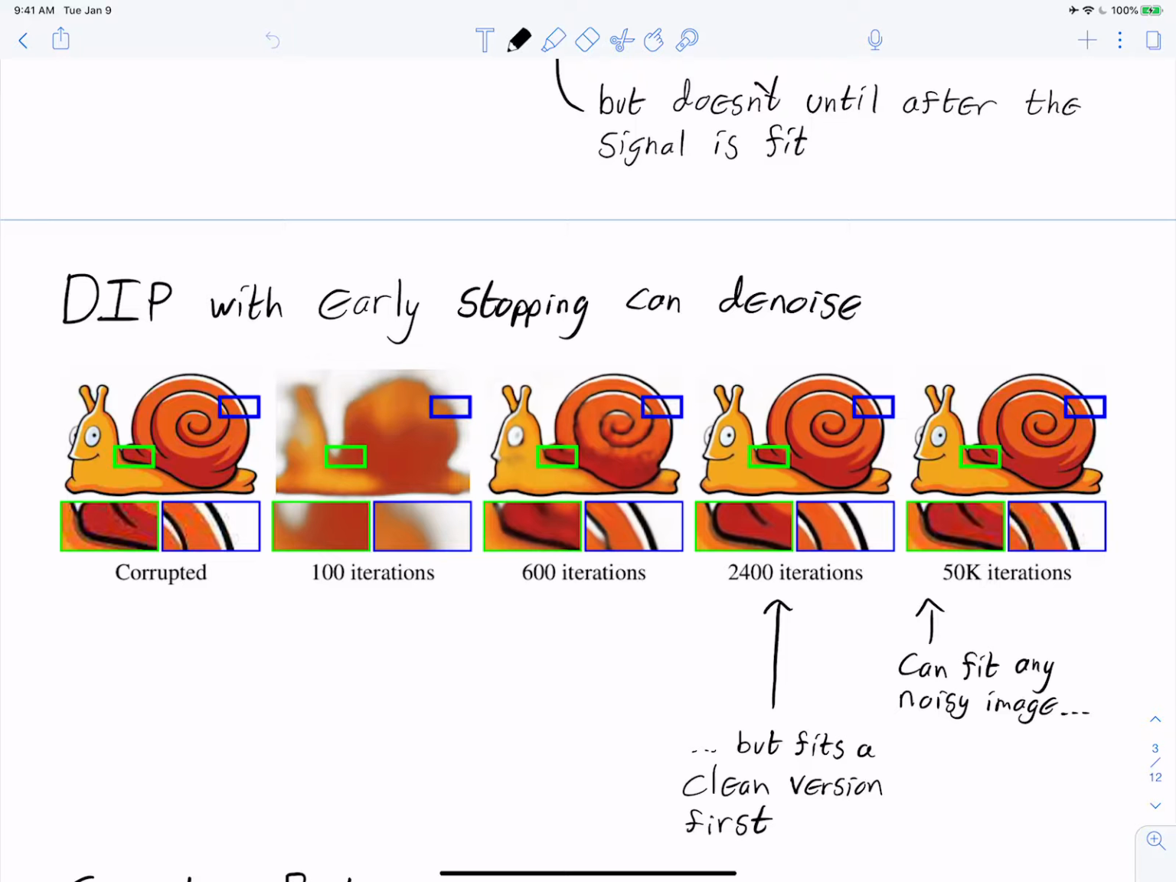And we see that initially, if there's too few iterations that have occurred, then we get a blobby representation of this image. And then eventually it starts looking like the real image. At some point, it seems to fit the image really well. And then if the optimization is allowed to continue after that, then it overfits the image, and in particular fits the noise, in this case the JPEG artifacts, that we wanted to remove. So here we visually see that we can fit any noisy image, but we do in fact fit a clean version of that image first, even in this vector graphic type situation.